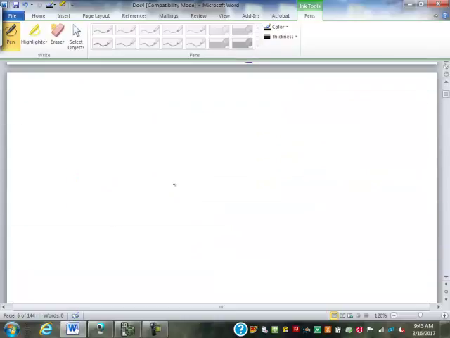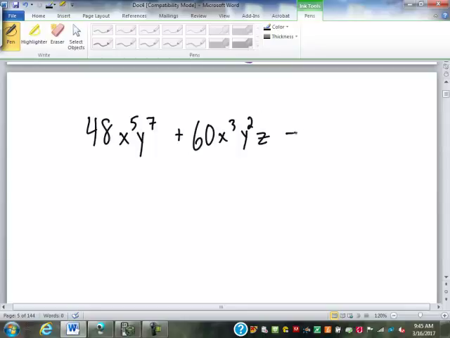So if we want to do another example, let's have something like 48x to the fifth y to the seventh plus 60x to the third y squared z minus 36xy to the fourth z to the third. So now I've got 3 terms here instead of just 2, but it works the same. I've got 48, 60, and 36. What is the greatest common factor, the largest number that goes into each of those?